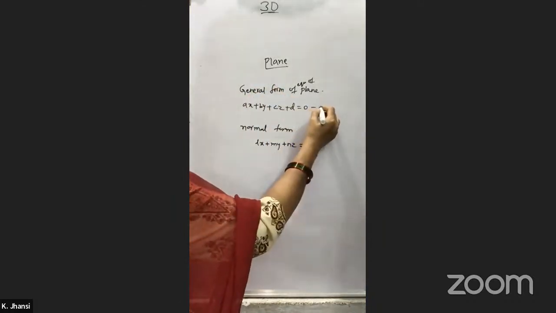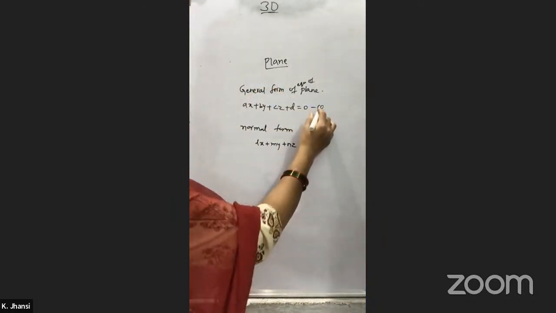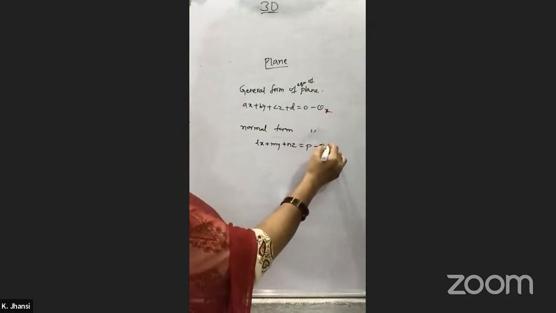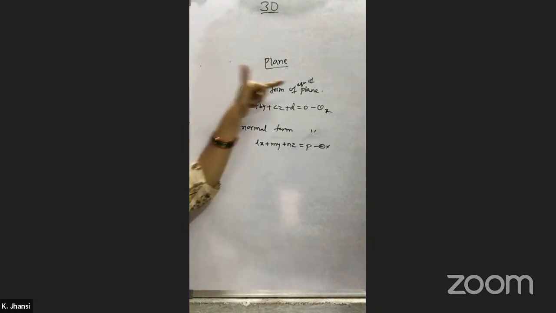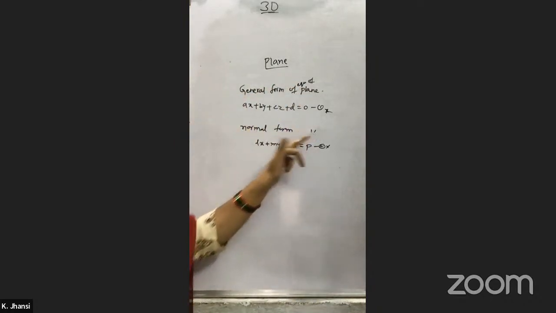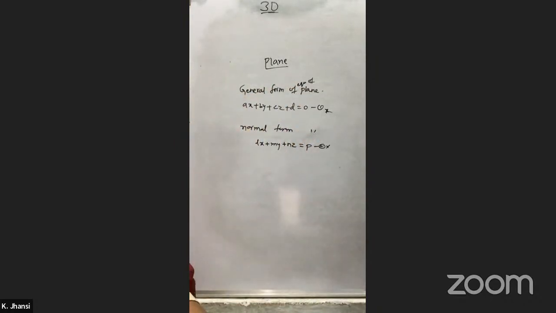You have to know these two equations. These two are very important: general form and normal form. And there will be one problem in which the general form equation of a plane is converted into the normal form of the equation of the plane. That means you can convert this into this form also. But you remember these two are the forms of the equation of the plane.